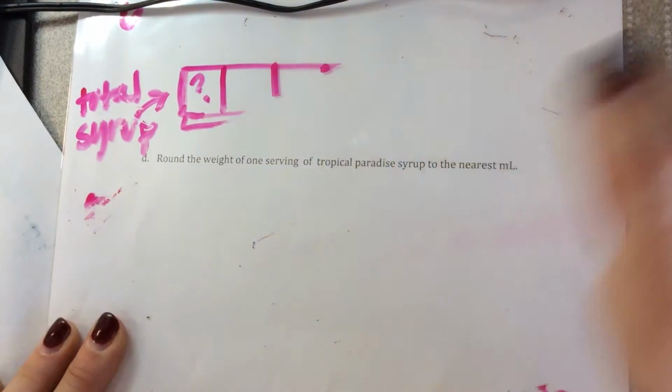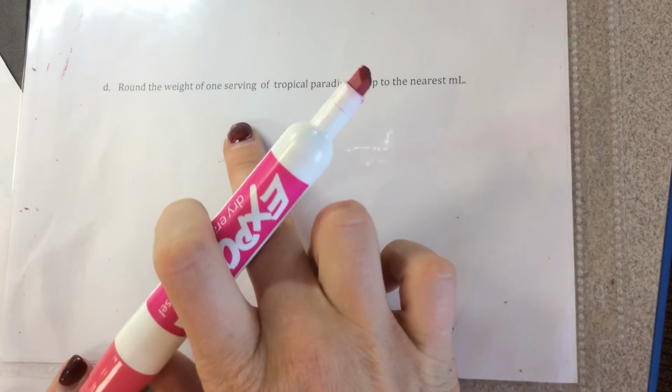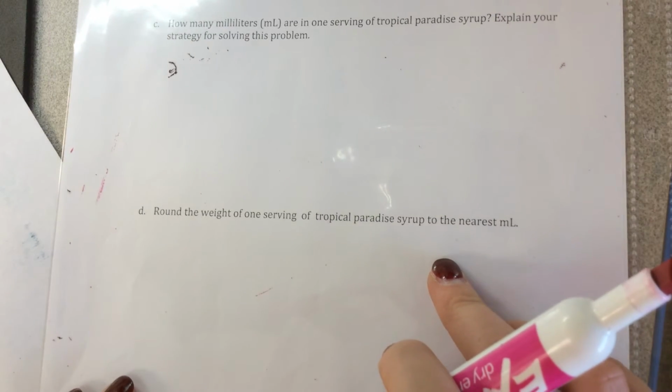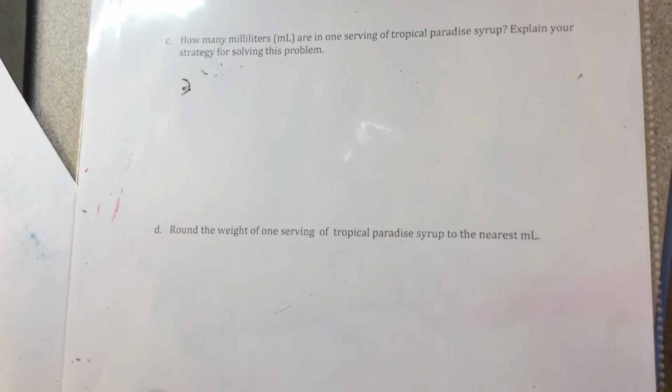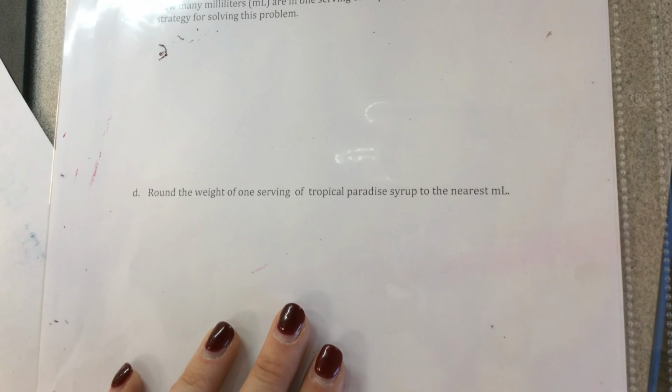Last one here. These problems, they take it out of you, don't they? Alright, we're not done. D. It asks us to round the weight of 1 serving of Tropical Paradise syrup to the nearest milliliter. Oh, shoot. I erased the answer, and I do not remember it. Okay, pause. I will be right back.